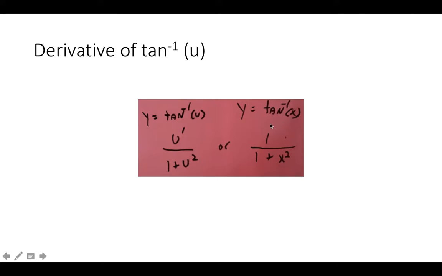This is the more common one. If you want to use this, go right ahead. It doesn't make a difference. This is what I'm comfortable with. I'll prove this formula at the end of the video.